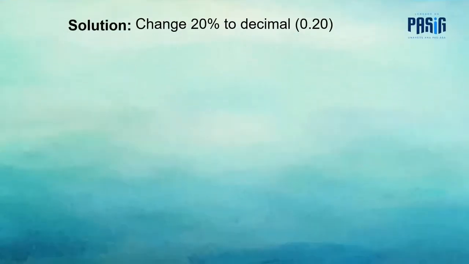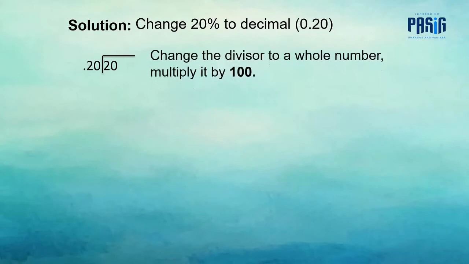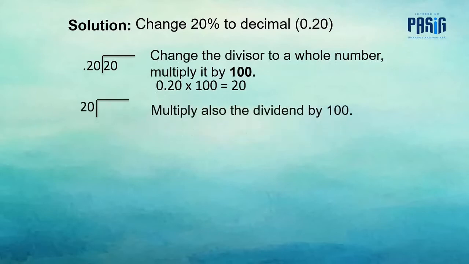Solution. Change 20% to decimal. 20% to decimal is 20 hundredths. Change the divisor to a whole number. Multiply it by 100. 20 hundredths times 100 equals 20. Our divisor now is 20.